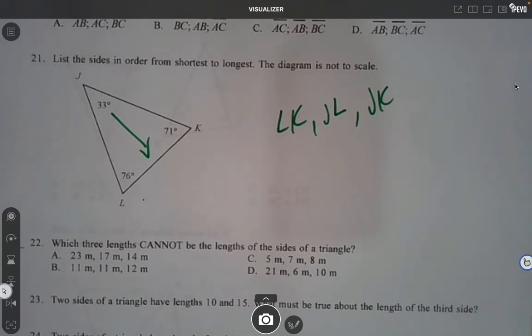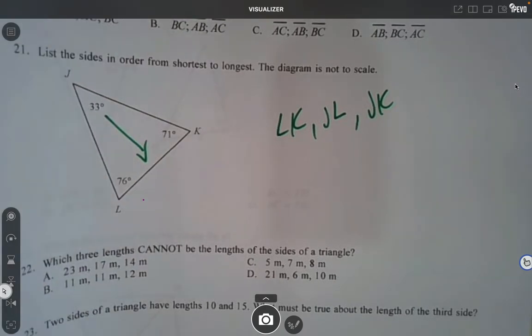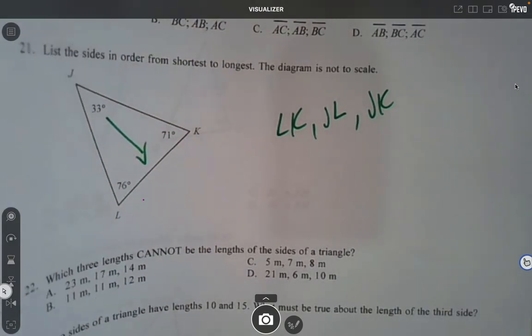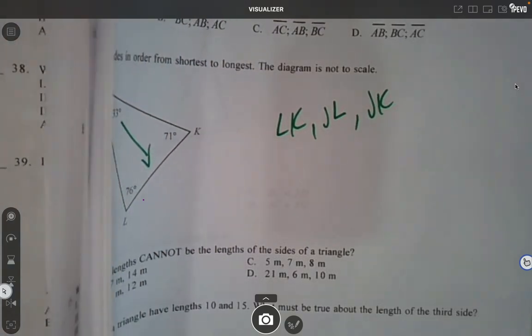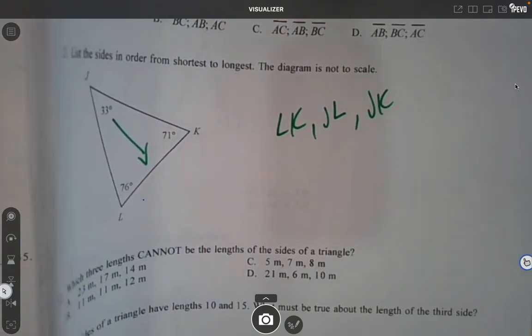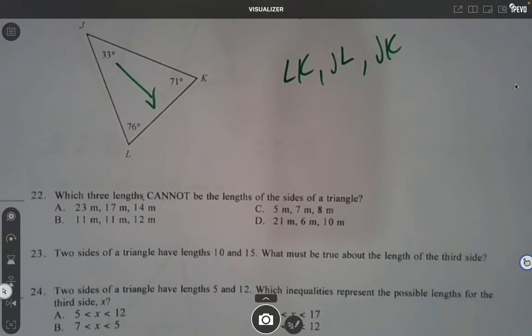Are we ready for 22? Hold on. Not yet. Okay, that's fine. We've got time. Keep going? Yep. Okay.